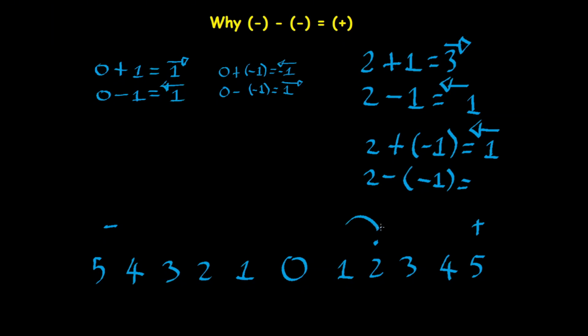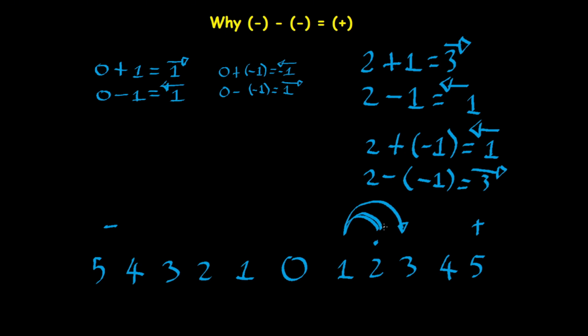So instead of going to the left, we are going to go to the right. How many units? 1 unit, and this is going to give us the number 3. So 2 minus minus 1 is going to give us 3. And we are going to the opposite side, here to the right.